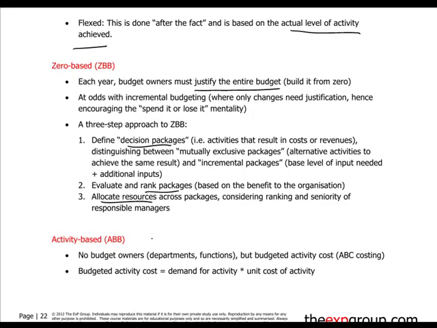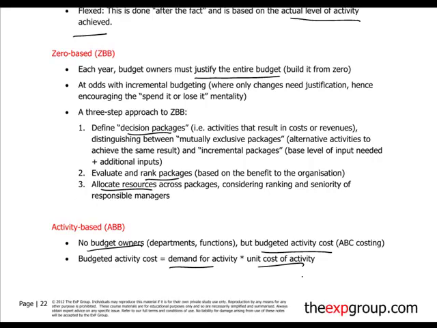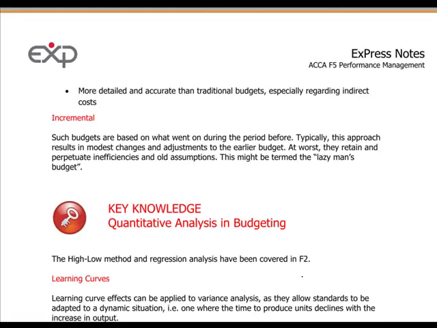Activity-based budgeting is similar to activity-based costing. This time there is no budget owner, but budgeted activity cost. And then we have to find out what our budgeted amount will be based on the budgeted activity cost, because we have a demand for the activity and a unit cost for the activity, and that will be our budgeted amount. Obviously, as with ABC, this is also more detailed and accurate than traditional budgets, but at the same time, it's very time consuming.